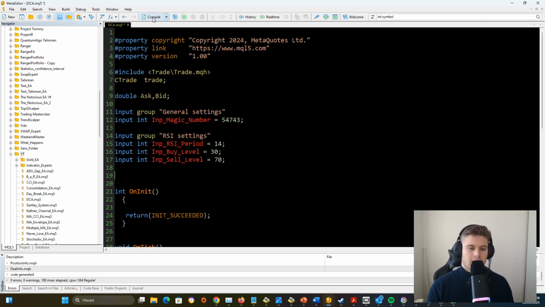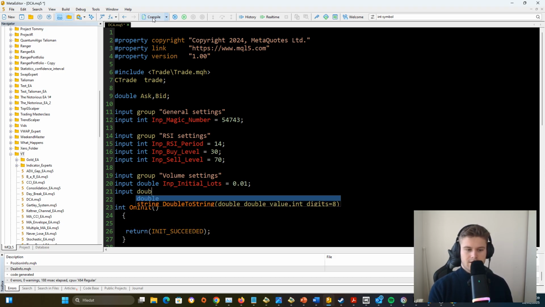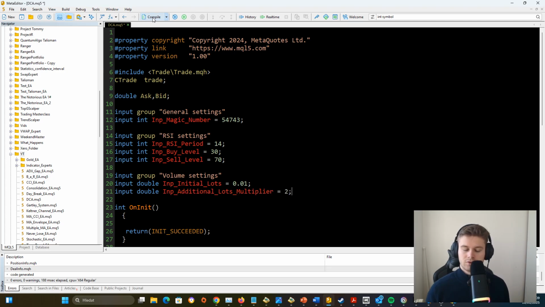Okay. So now let's create the next group. We will call this volume settings. What I will do here is create two input variables. The first one is input initial lots. These are the lots for the first position, which will be 0.01, and then I will create an input called input additional lots multiplier, which will be equal to 2 by default.